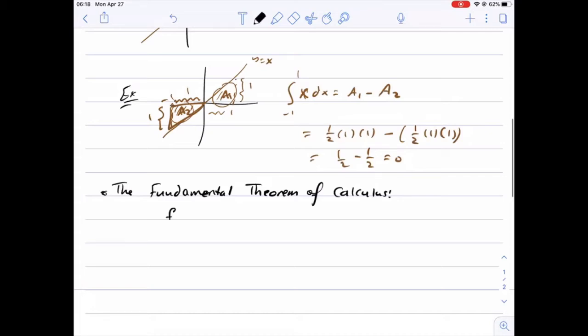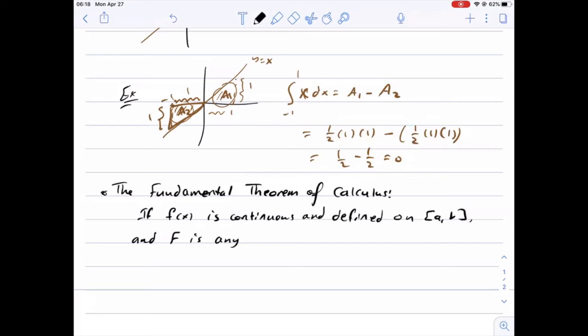So if the function f of x is continuous and defined on the closed interval [a, b], and let F be any antiderivative of the function f on the same interval [a, b], then the integral from a to b of f of x dx.